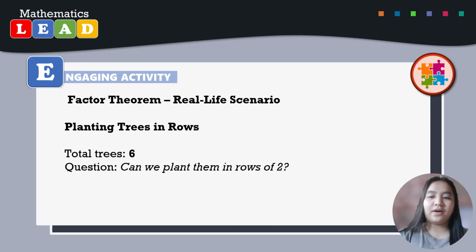Now, let's move on to the factor theorem. Imagine you have 6 trees and you want to plant them in equal rows of 2. The question is, can we arrange the trees into rows of 2 without any leftover?